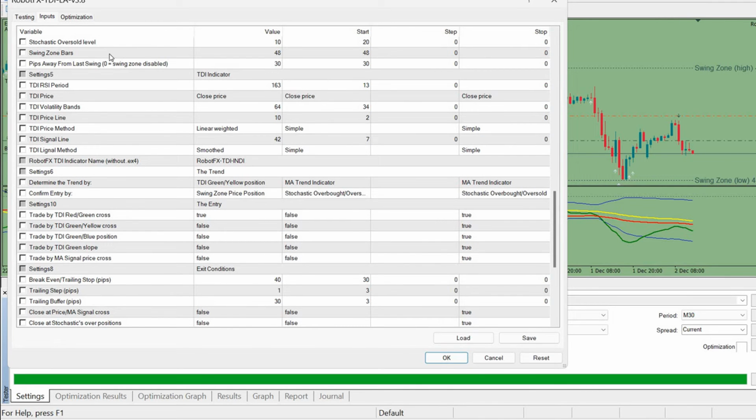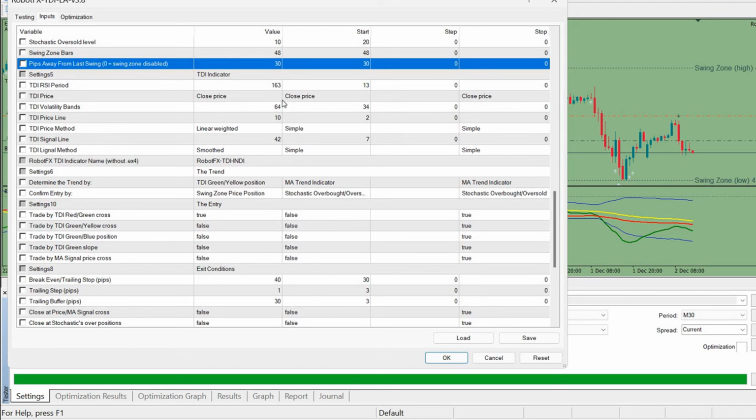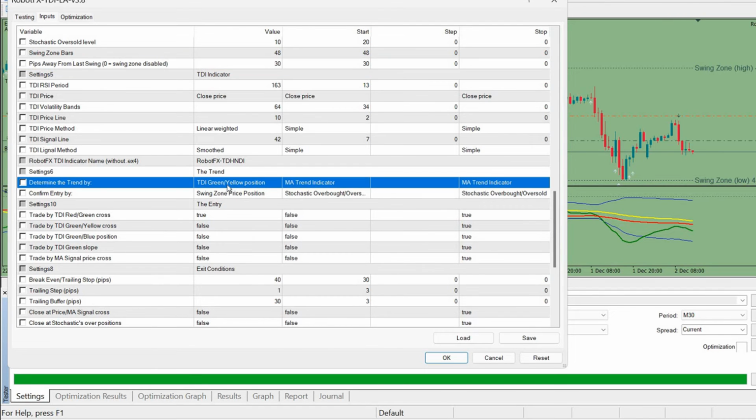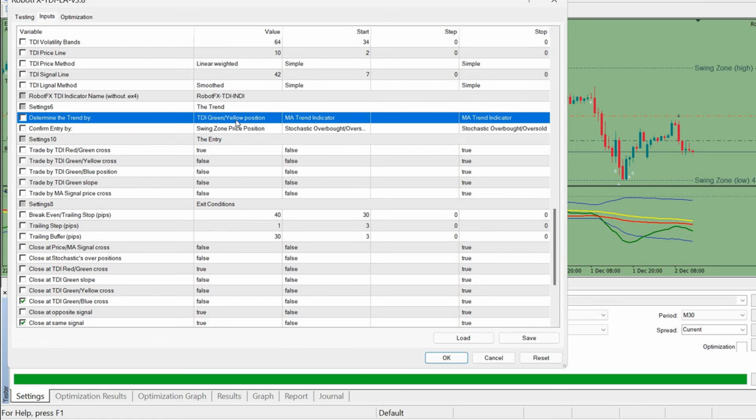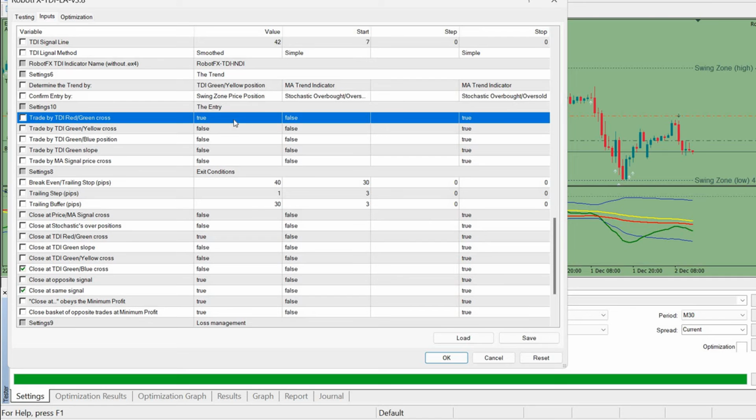I am using the swing zone bars as a trade confirmation, swing zone price position, and that's 48 candles, 30 pips away. I have tweaked the TDI settings as it shows here to better reflect the price movements on the charts and the trend. And I am using the trend detector, the green line position relative to the yellow line, the trend line position. So green above yellow means there is an uptrend, the expert advisor will buy, and the opposite will happen for sell. And as an entry, I'm going to use only one trading signal, so we can focus on only that and see it clearly.